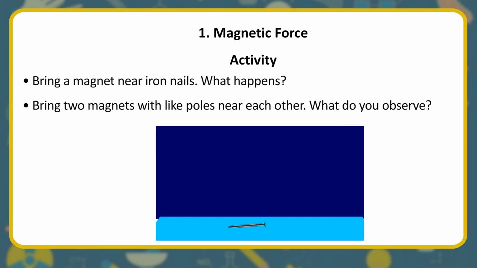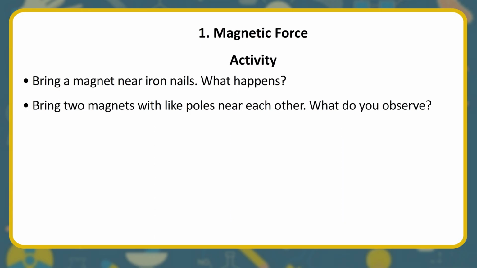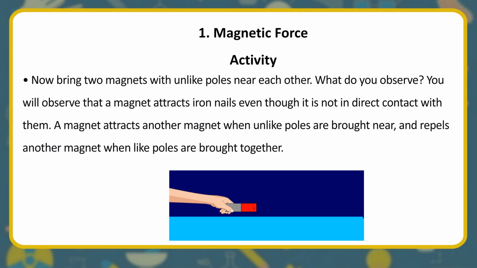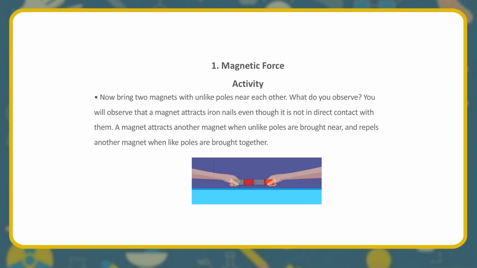1. Magnetic force. Activity. Bring a magnet near iron nails. What happens? Bring two magnets with like poles near each other. What do you observe? Now bring two magnets with unlike poles near each other. What do you observe? You will observe that a magnet attracts iron nails even though it is not in direct contact with them. A magnet attracts another magnet when unlike poles are brought near, and repels another magnet when like poles are brought together.